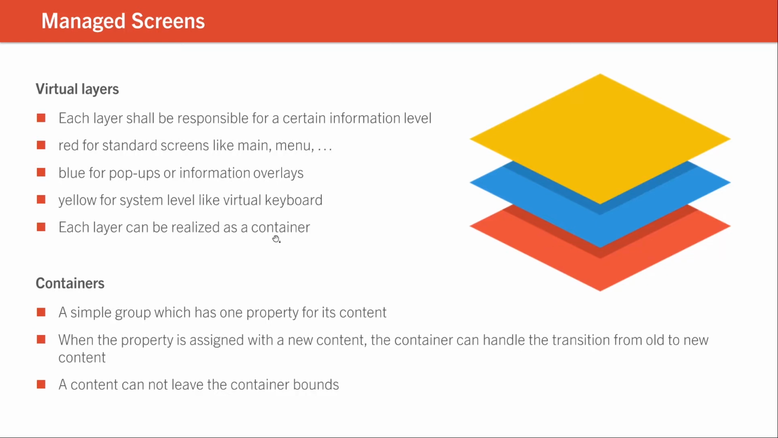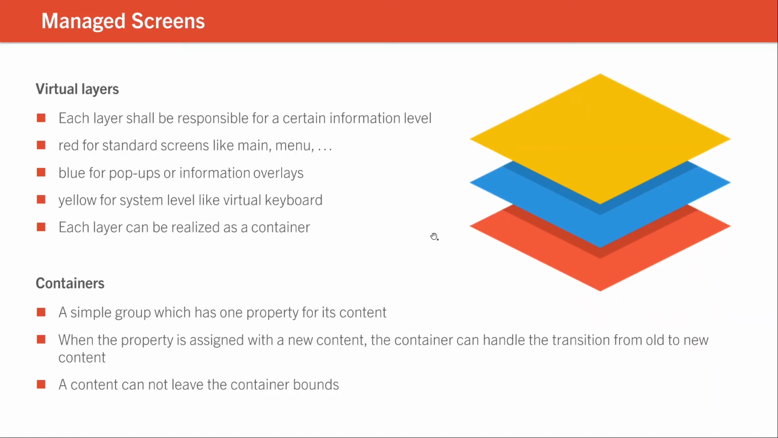So each layer can be realized as a container. And now you think about what's a container. I want to explain. A container is a simple group which has only one property for its content, which should belong to the container. And when the property is assigned with a new content, the container can handle the transition from an old content to a new content. And what's important is the content, like your home screen, when you add it to the container, it never can leave the bounds of the container. So it's really just inside this virtual layer which is implemented by a container.